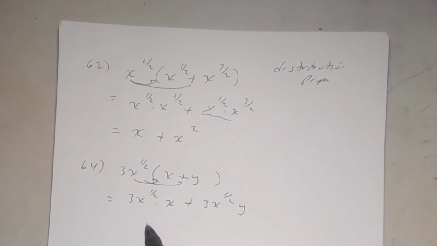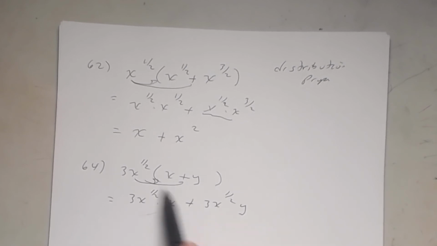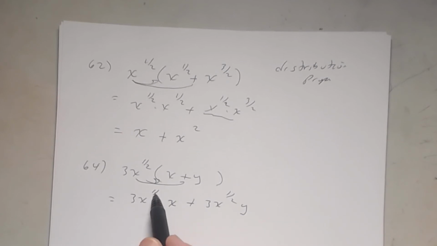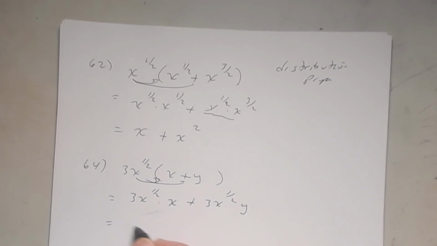So I use the distributive property. Now, for this part right here, what rule would I use that I'm circling? Product rule. So you add the 1/2 to the 1. 1/2 plus 1. Don't leave it as a mixed number. Tell me what fraction that is. 3 over 2. Y'all agree? Use your calculator. What's 1/2 plus 1 in the calculator? So that's 3 times x to the 3/2.